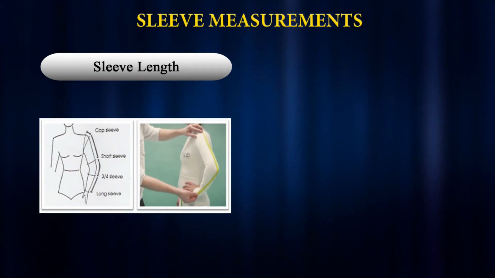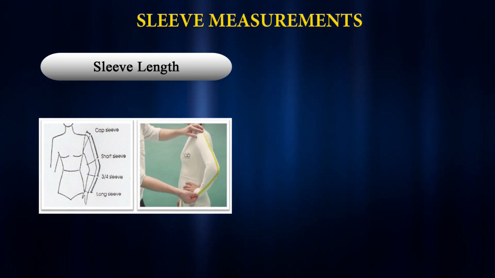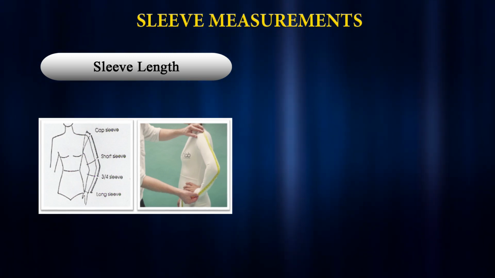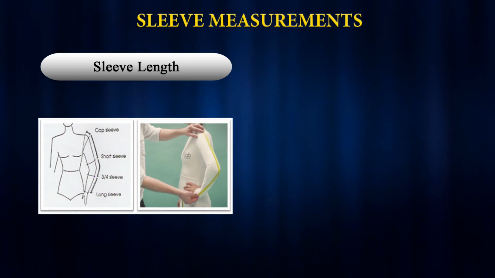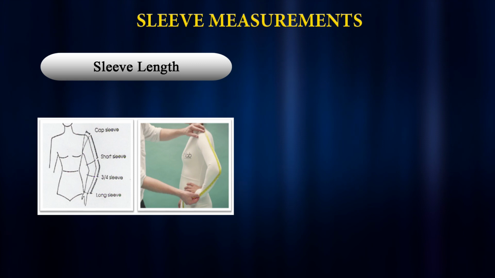Then we take a measurement for the sleeve. Earlier we discussed the girth measurement, and horizontal and vertical measurements on the body we take for creating a garment. But when we talk about the measurement for a sleeve, we generally see the short cap sleeve or the short sleeve, the sleeve up to the elbow, the 3/4 sleeve or the long sleeve. For every different sleeve length, we take the measurement differently.